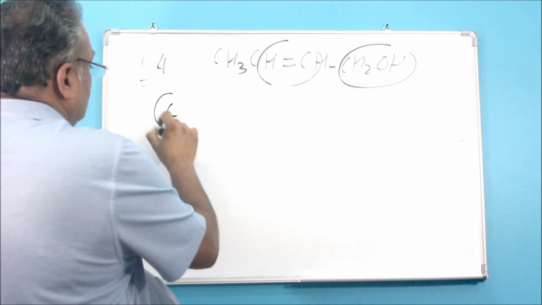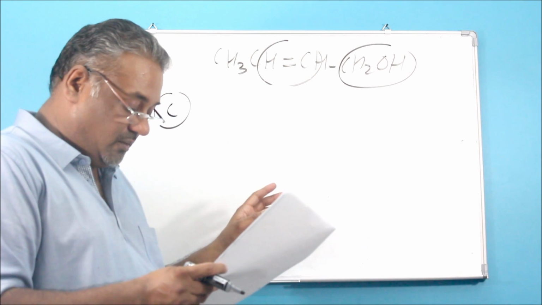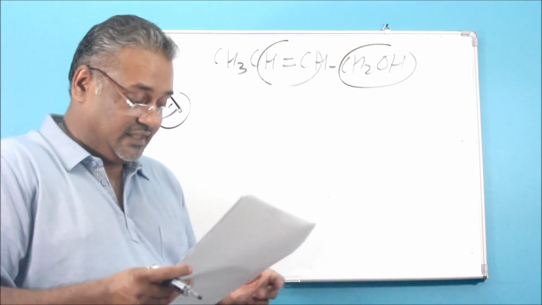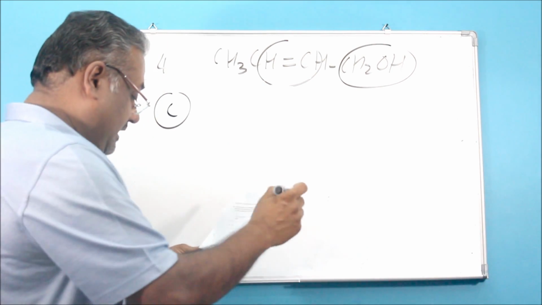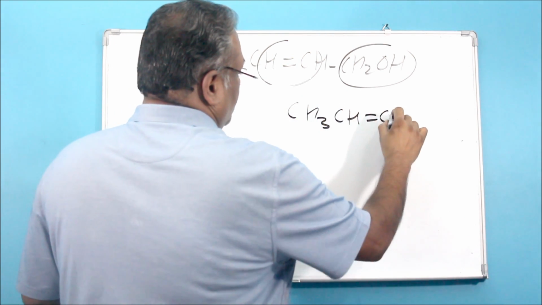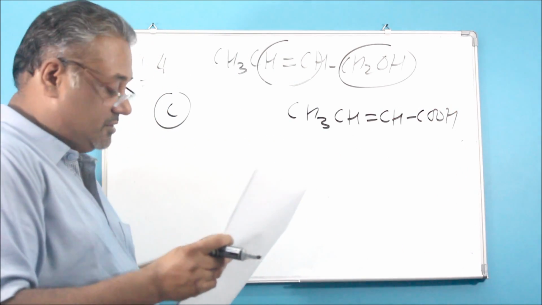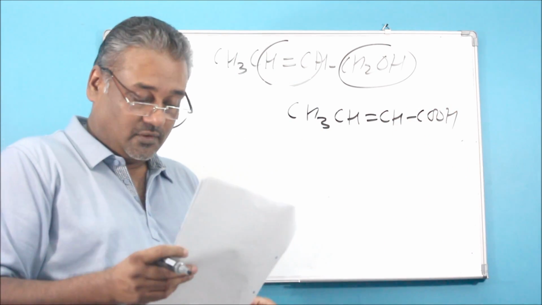Now, part C of the question says, draw the skeletal formula of the compound formed in the reaction E. Now let's have a look what was in E. In E, this is what we got: CH3, CH double bond CH, COOH. So the examiner wants you to now convert this into a skeletal formula.